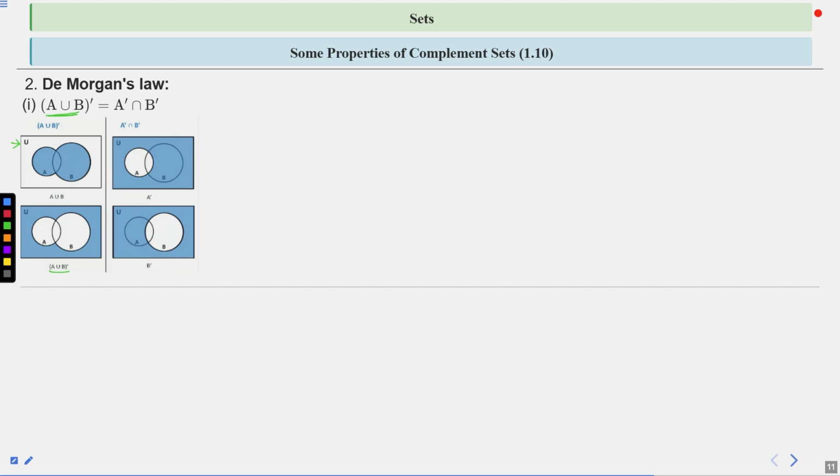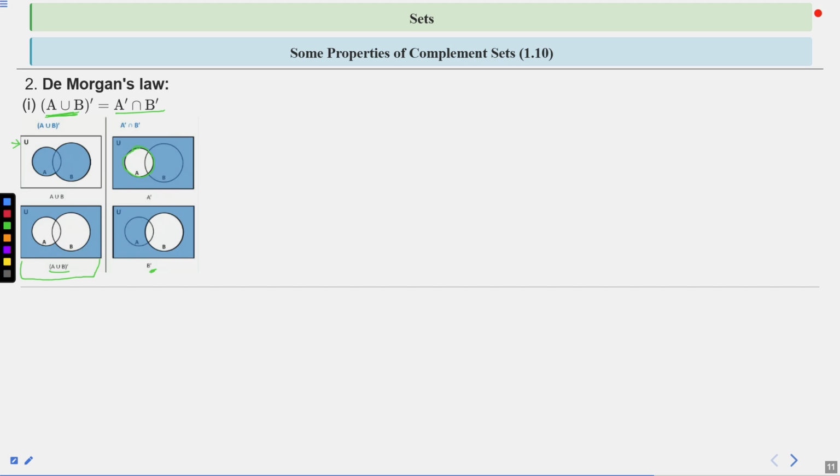Clear? I hope this A union B whole complement is clear to you, represented by this part. Now, for A complement intersection B complement. First of all, what will be your A complement? All the elements from the universal set U which do not belong to set A, meaning you have to shade your area outside the A circle. So this is your A complement.